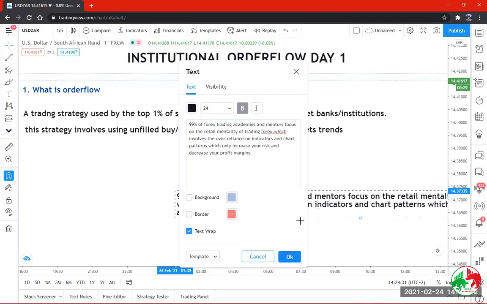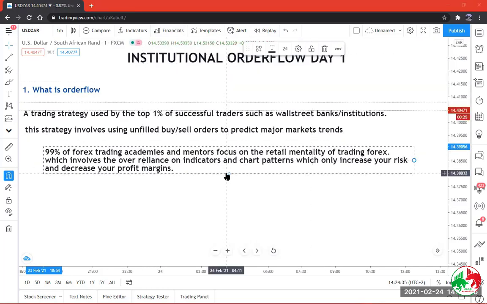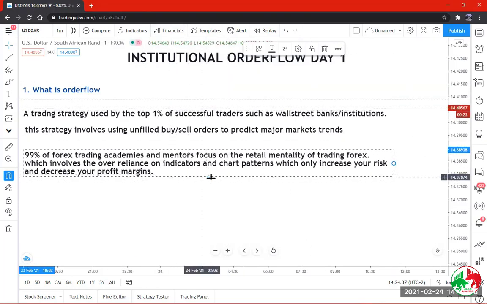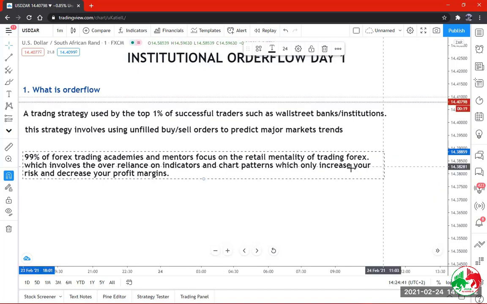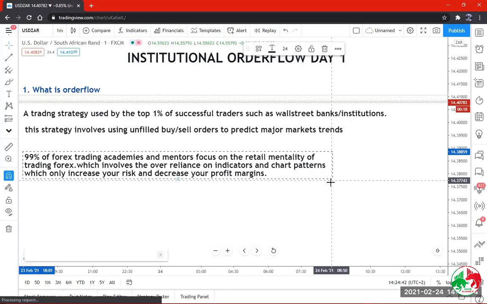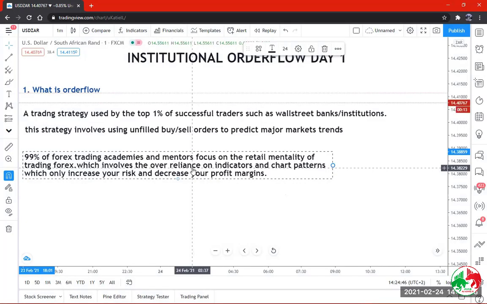Something I wanted to ask you, bro. Yesterday you mentioned that there are no PDFs on institutional order flow, right? Correct. It is true, because before I took the course, I did my research obviously, and I didn't really find anything. Why is that? Why is it so hidden and private?